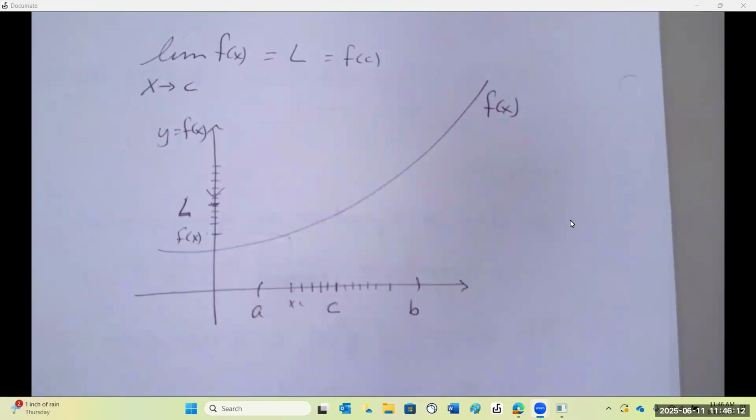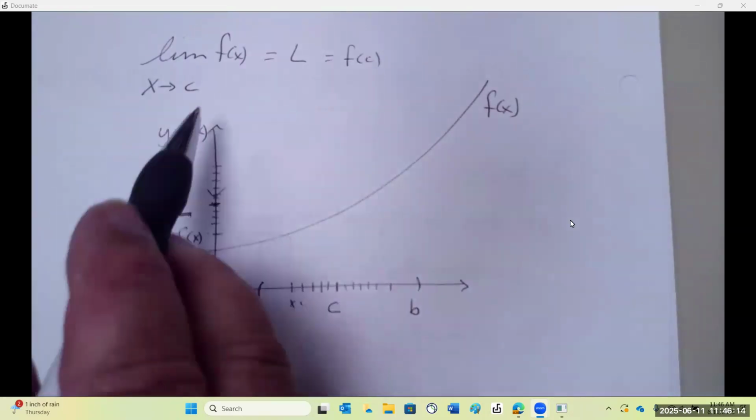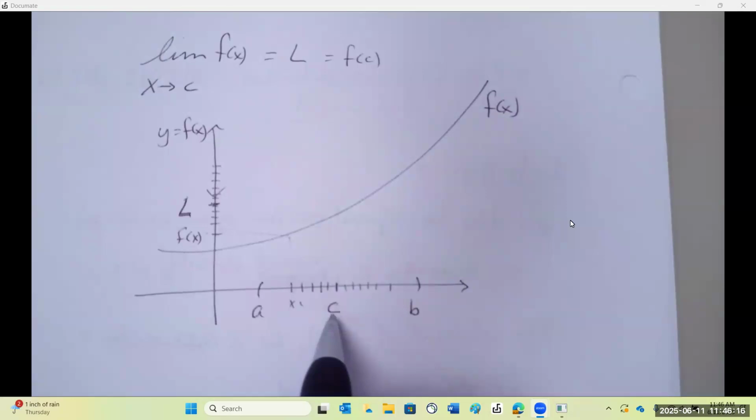So that's the reason I said, our first step, just plug in our value c into our function. If it exists, there's our limit. But it doesn't always work that way. This is where this comes in.